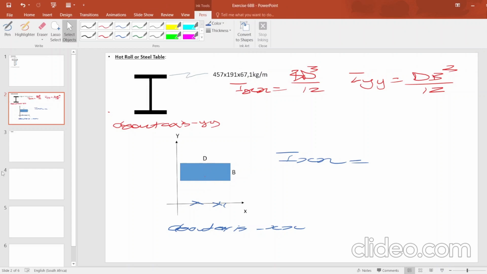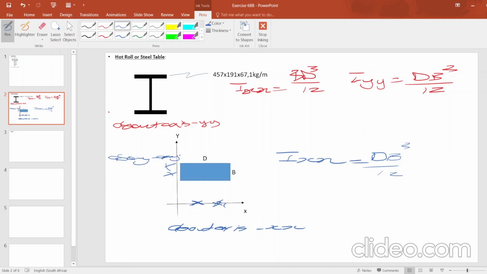If I've taken moment at the x-axis, I'm looking for Ixx. I'm opposite to what? To D. That means I will start with D. It will be D, then I cube what? B. It is D B cubed divided by what? By 12.